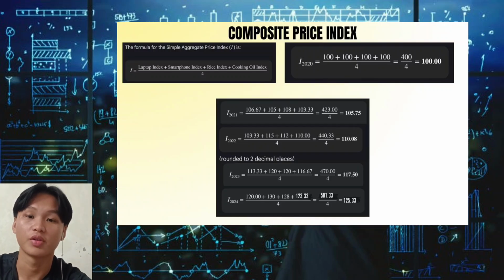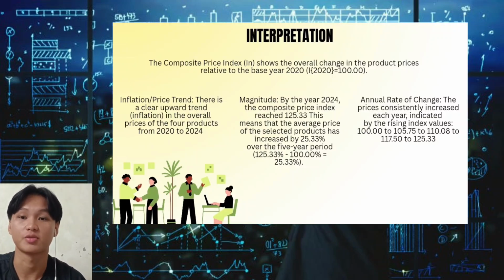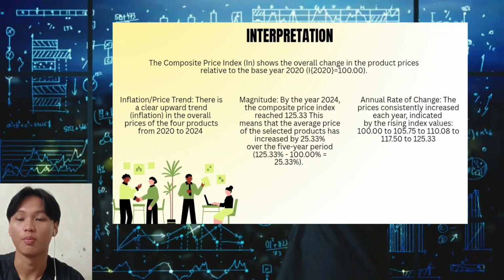Okay, so from the results, we can see three things. First, inflation or price trend. There is a clear upward trend in inflation. Prices have been consistently increasing each year from 2020 to 2024. Second, magnitude. By 2024, prices increased by about 25.30% compared to 2020.